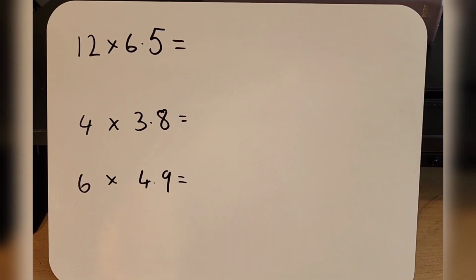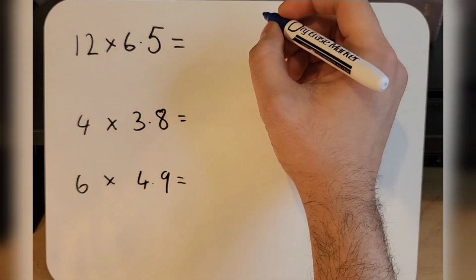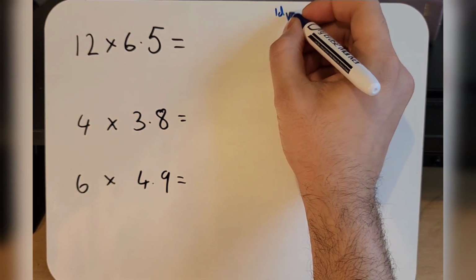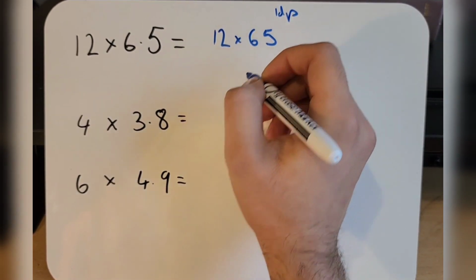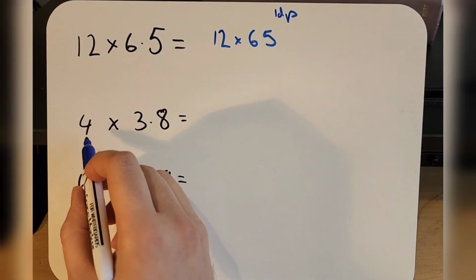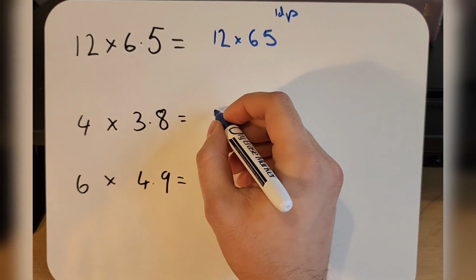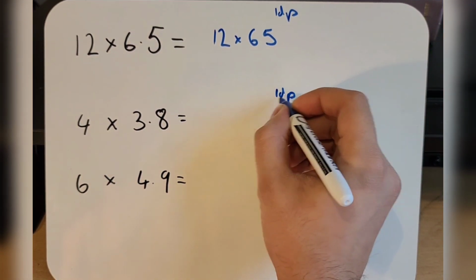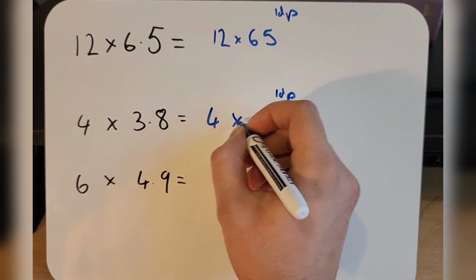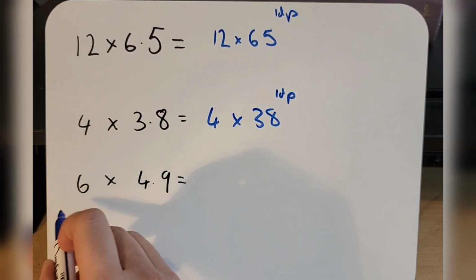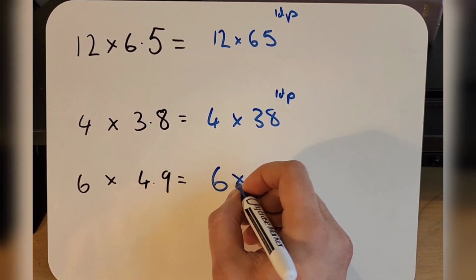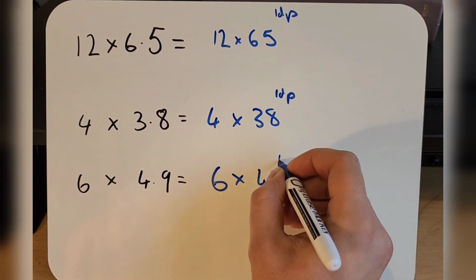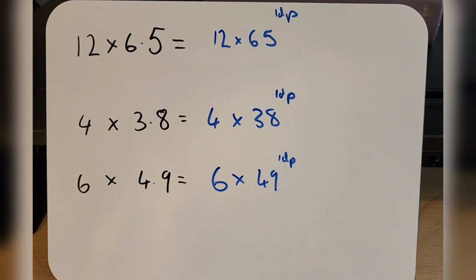So here, let's look at some of these questions. 12 times 6.5. Well, if we make a note to say it's got 1 dp, we can just write 12 times 65. Same goes for this question here. 4 times 3.8. If we write 1 dp, we can change it to 4 times 38. And here, 6 times 4.9 becomes 6 times 49, all with 1 dp.